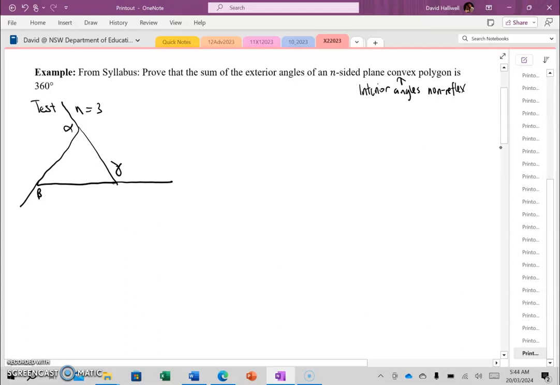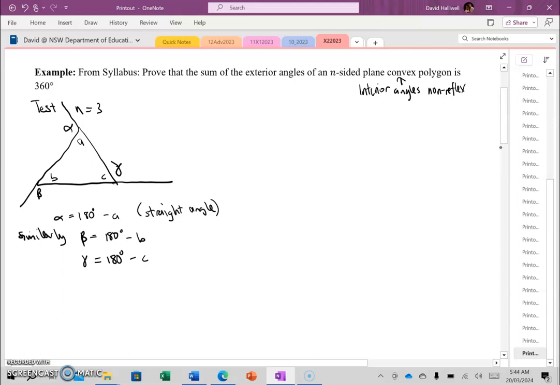In order to do that, I'm going to call the internal angles A, B, C. And then we're going to use the fact that alpha is 180 minus A, straight angle. Similarly, beta will be 180 degrees minus B, and gamma will be 180 degrees minus C.